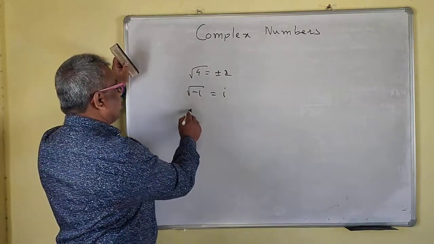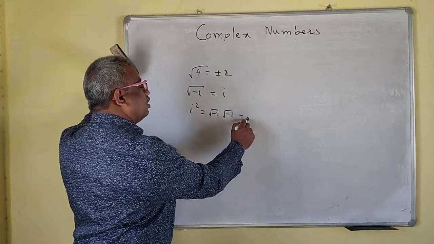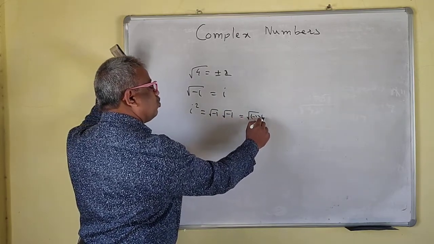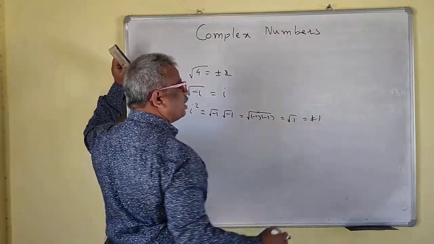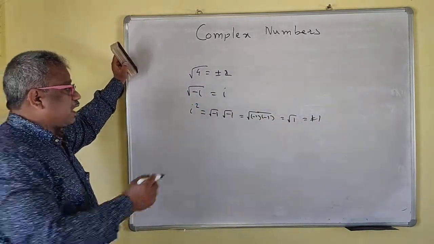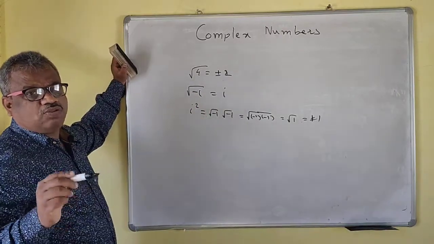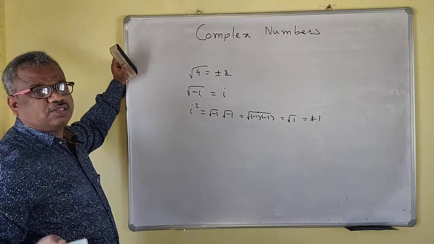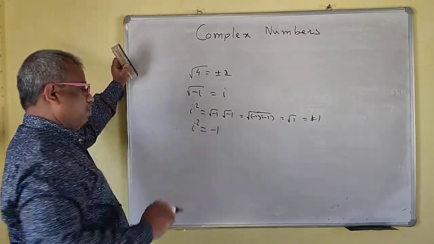And what is i squared then? i squared is root of minus 1 into root of minus 1, so this is minus 1 into minus 1, which is root of 1. So it may be plus or minus 1. But here i is root of minus 1, so i squared is plus or minus 1. If it is not 1, then it is minus 1. If it is not minus 1, then it is 1. So for i squared, we have to take minus 1.